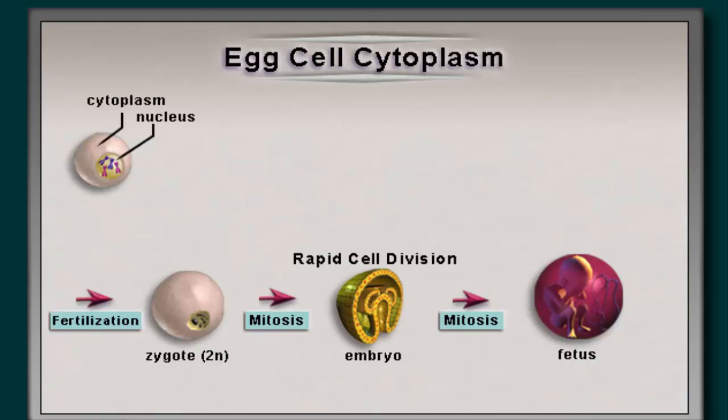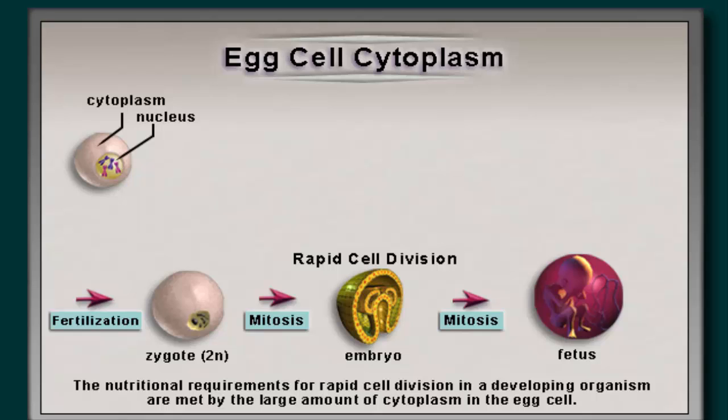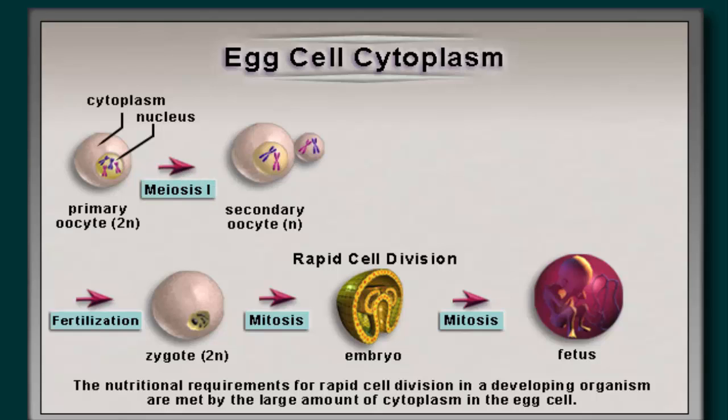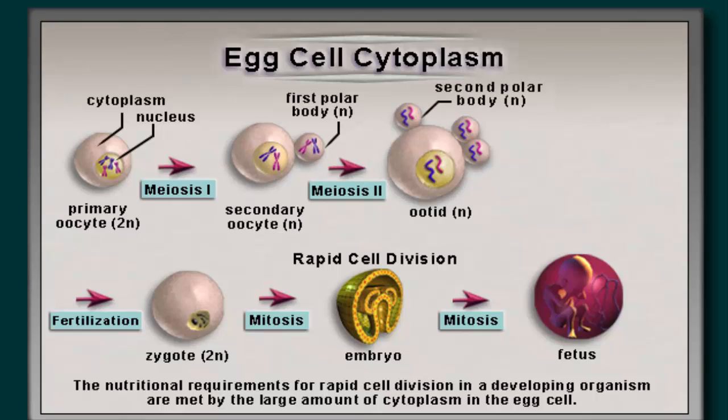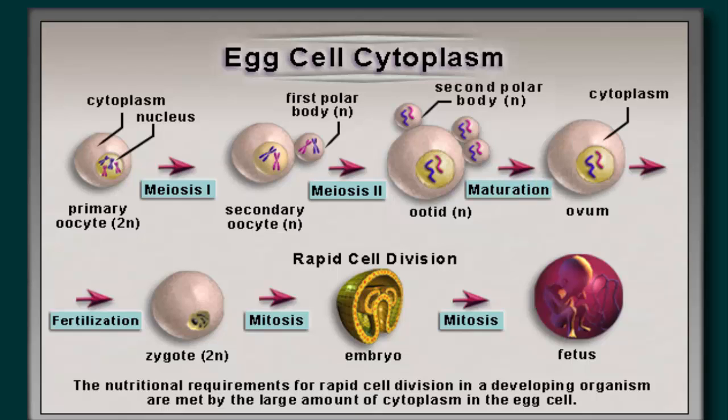The rapid divisions in cell growth in a developing organism are nutritionally demanding. These demands are met by the large amount of cytoplasm in the egg. The greater the amount of cytoplasm, the greater the amount of nutrients available for a zygote. The successive unequal divisions of the primary and secondary oocytes form the small polar bodies and furnish the large ootid, which eventually becomes the egg cell, with plenty of cytoplasmic nutrients for the future zygote.